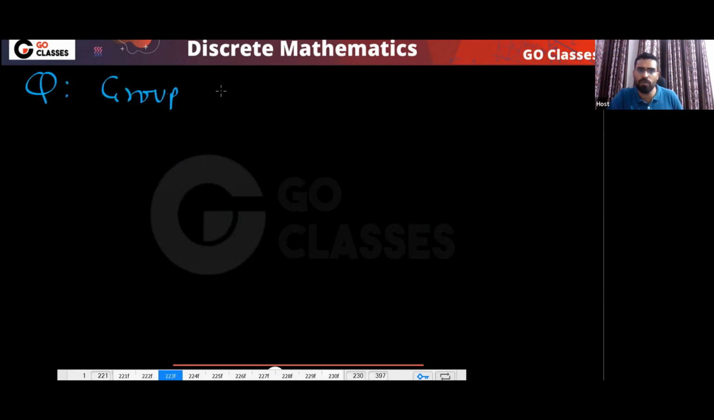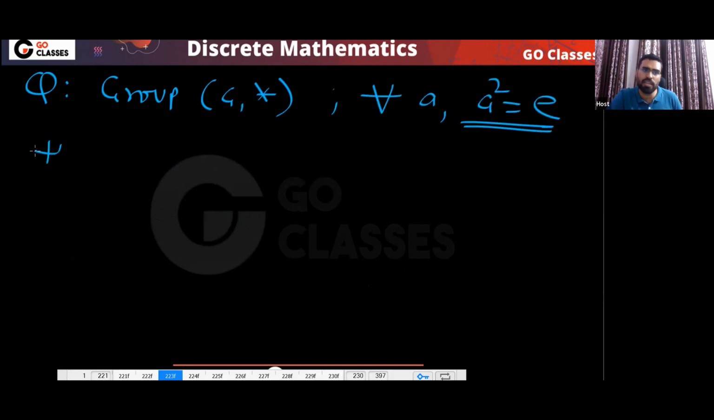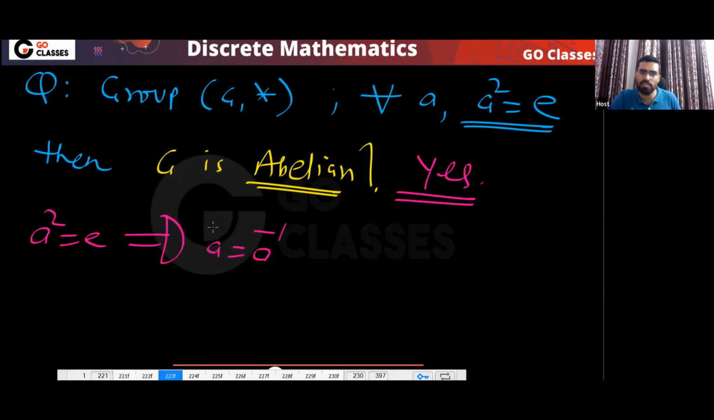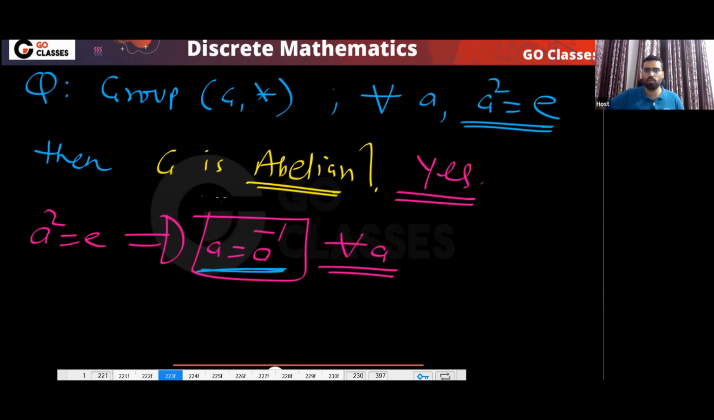So let's assume you have a group G, star, and for all A, let's assume A square is equal to E. Then what can I say? Then G is abelian. Can I say G is abelian? The answer is yes, because you know that A square equal to E implies A equal to A inverse for all A. And we have seen that when this happens, then we have an abelian group.